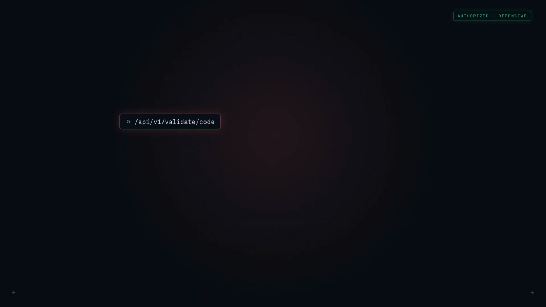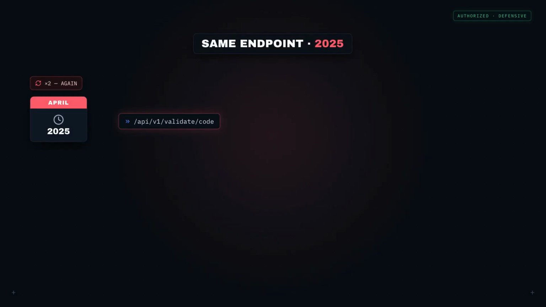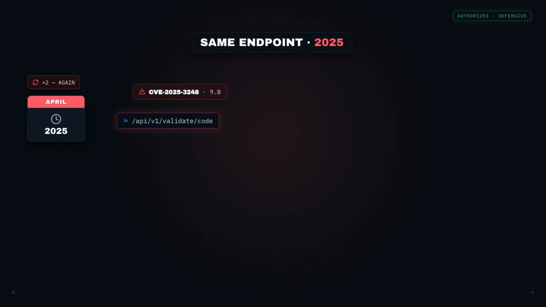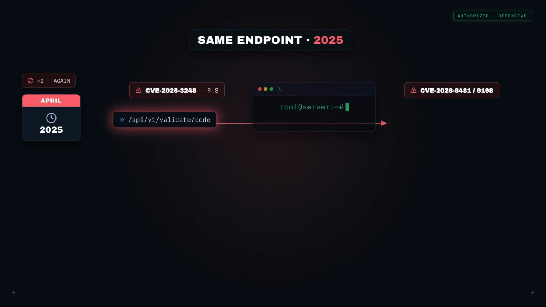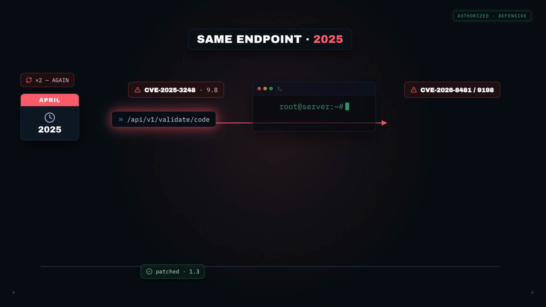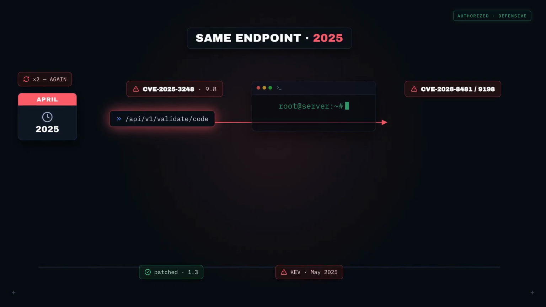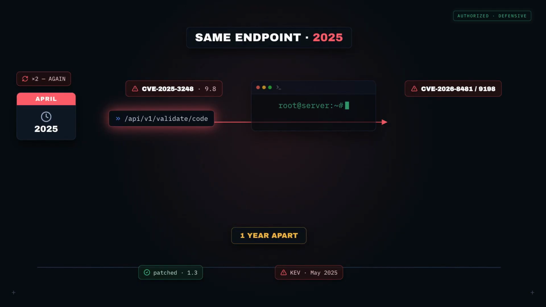And if this feels familiar, it should, because this is the second time. Back in April 2025, CVE-2025-3248, also rated 9.8, was unauthenticated remote code execution through the exact same validate/code endpoint. It got patched in Langflow 1.3. It got added to CISA's exploited list in May 2025. Same endpoint, same outcome, a year apart.